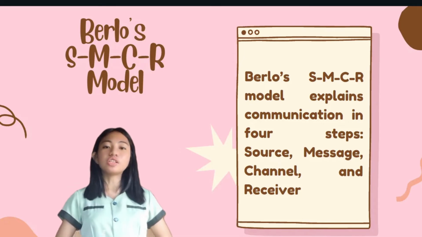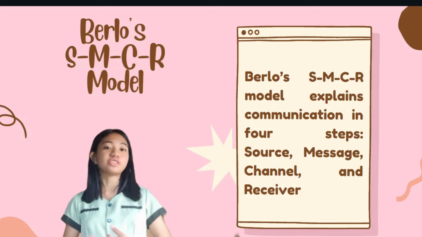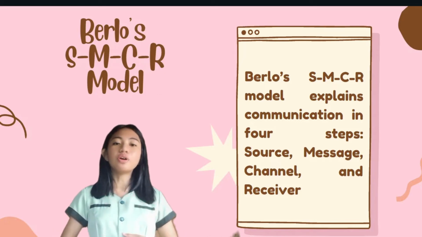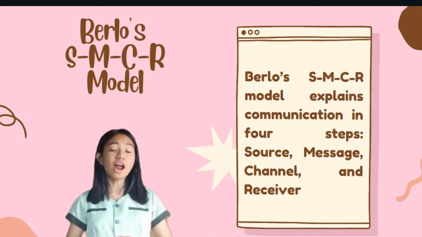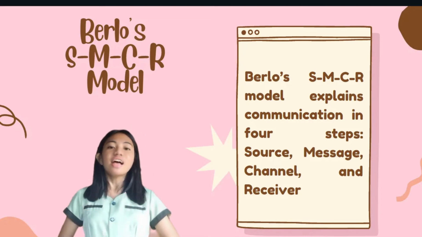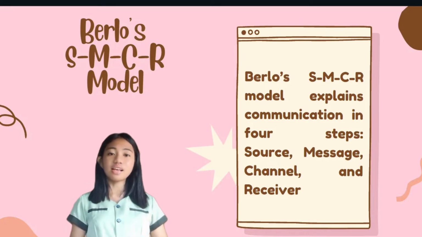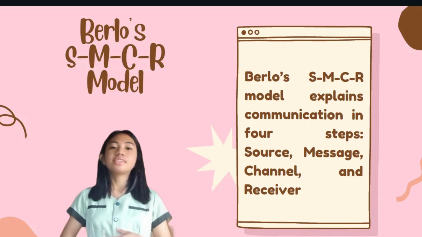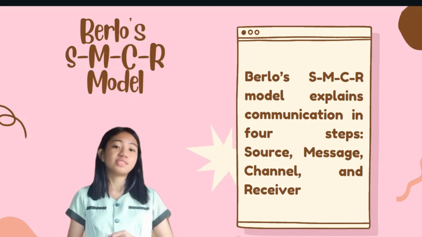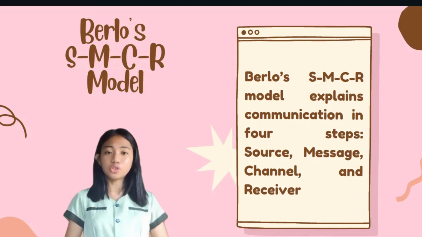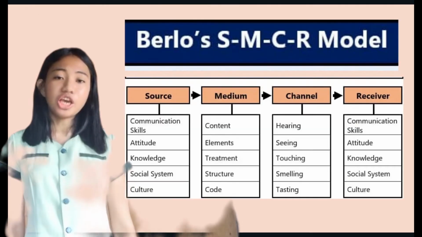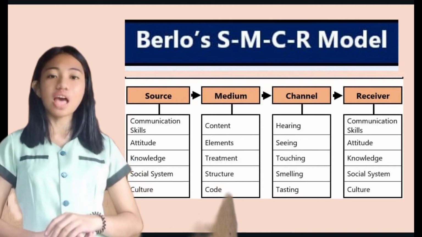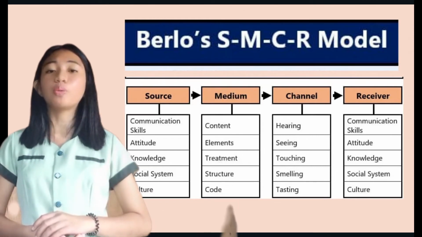Source. Elements of the source include communication skills of the sender, their attitude, and their culture. Message. Elements of the message include its content, structure, and code. Channel. Elements of the channel include the senses of hearing, seeing, touching, smelling, etc. Receiver. Elements of the receiver include their attitude, knowledge, and culture. Since the communication is occurring in 4 steps, there are several factors in each step that will impact the outcome of communication.